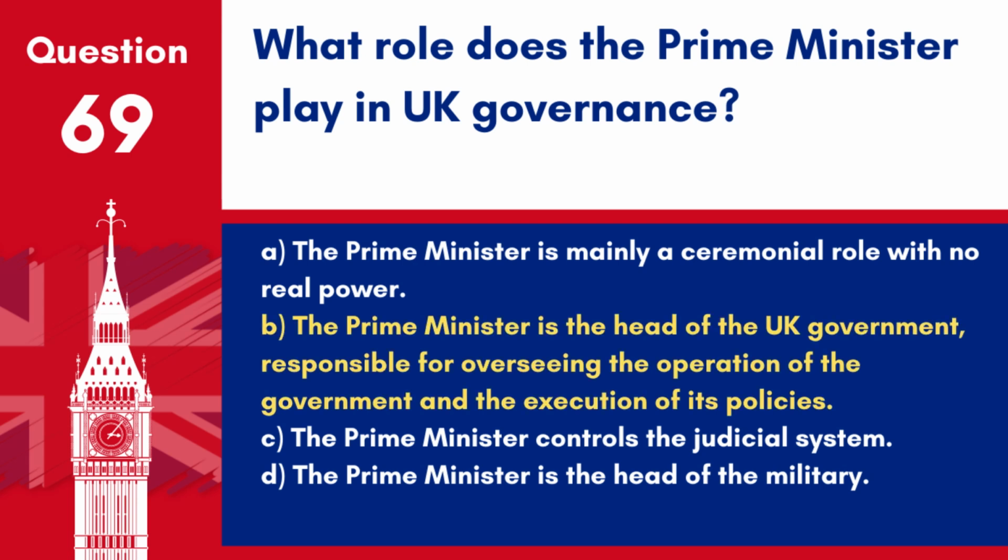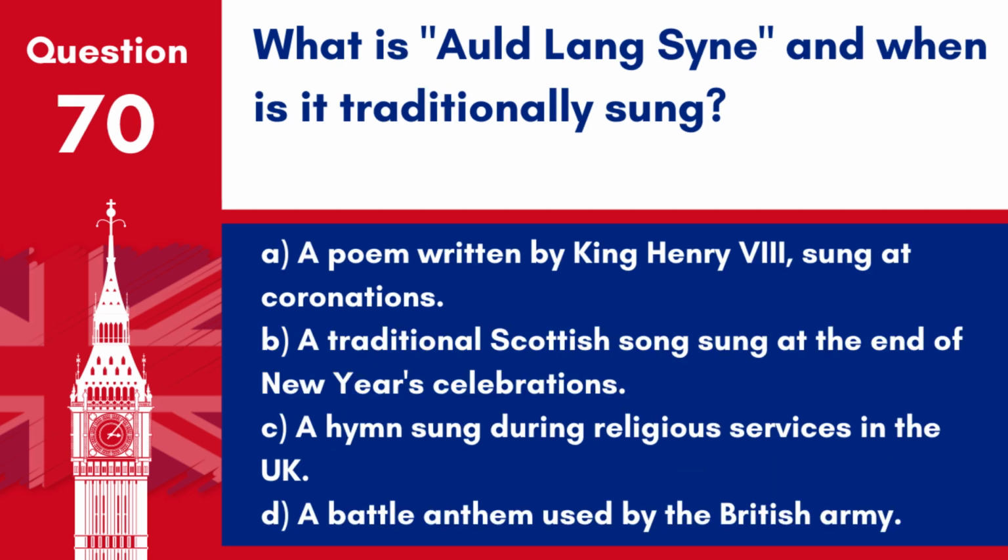Answer: B. The Prime Minister is the head of the UK government, responsible for overseeing the operation of the government and the execution of its policies. The Prime Minister leads the executive branch and is primarily responsible for policy and decisions. Question 70. What is Auld Lang Syne, and when is it traditionally sung?